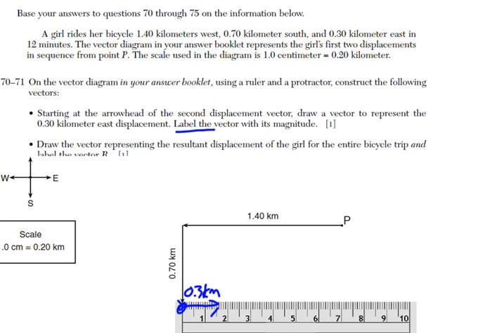All right, then for the next one, draw the vector representing the resultant displacement of the girl for the entire bicycle trip and label the vector R. All right, so for this one, the resultant displacement is going to go from start to finish in a straight line. So it's starting at point P, and it's going to end at the tip of that last vector I just put, okay? Do this with a ruler to make sure it's a nice straight line. All right, and the direction of the resultant is from start to finish.